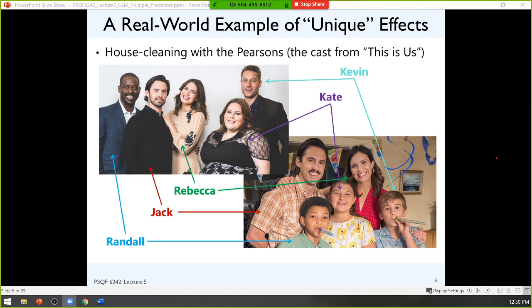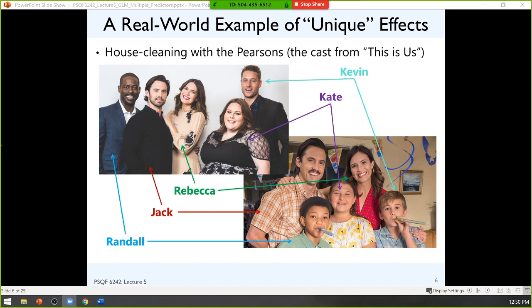But for those of you who are not familiar, the cast of This Is Us is there. This was us, seriously? Okay, that's more than I needed to know. So the story follows one family that has a mom and a dad and three kids, and the story happens during different points in their life.